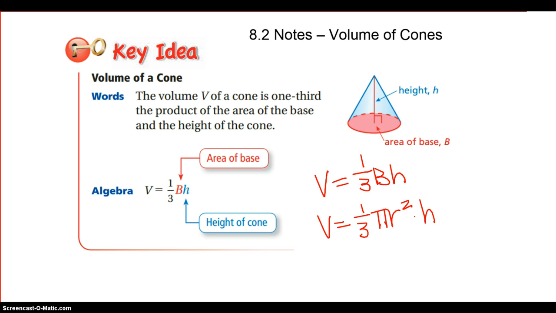Okay? You will find that the easiest way to do this, because the fraction is kind of funky, is to take pi r squared times h and then divide it by 3, because that's really the same thing as multiplying by 1 and dividing by 3.